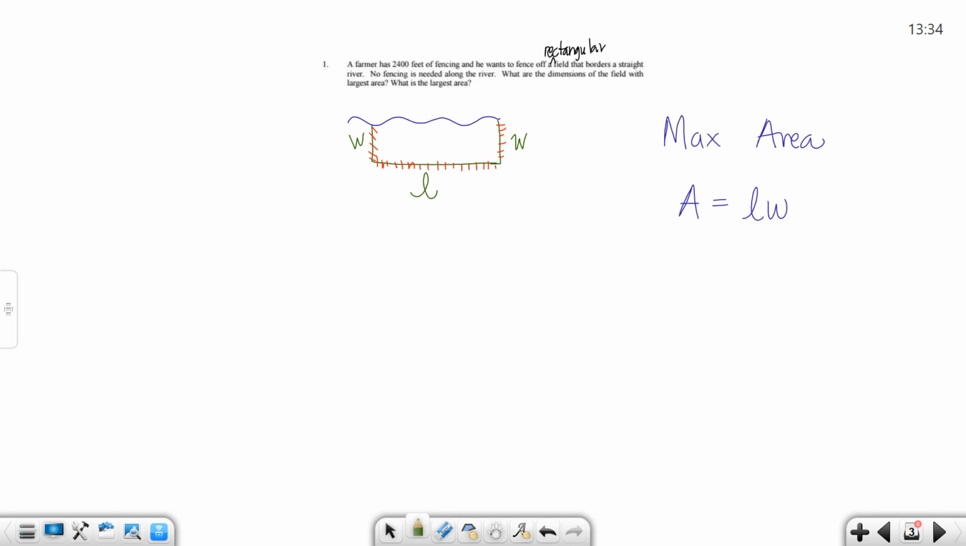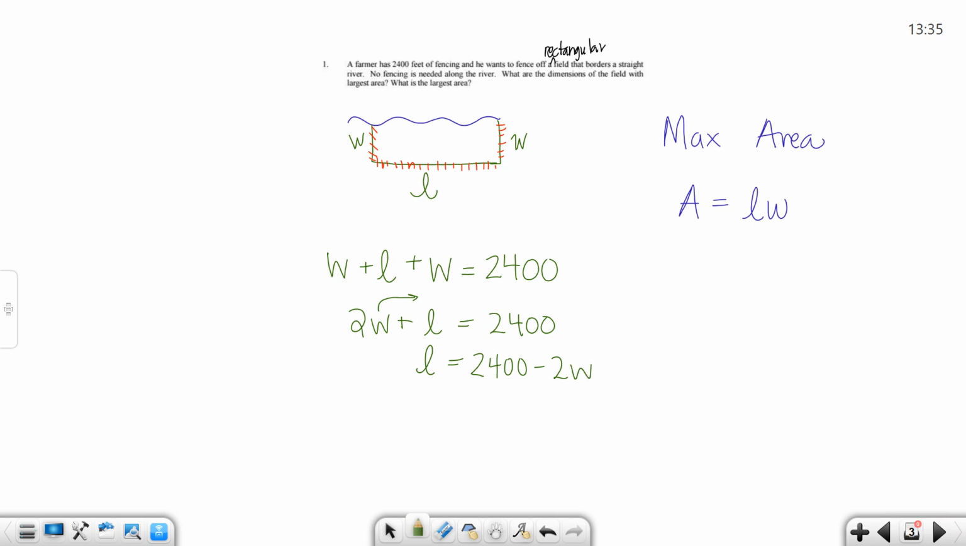Okay, so the only fact that we haven't used is that there are 2,400 feet of fencing. So if you look along the red region, you have W amount of fencing, and you have L amount of fencing, and then you have another side of W amount of fencing, and you have 2,400 feet of fencing. So that would be 2W plus L equals 2,400. Now those are your other facts. So what we need to do with that other fact is solve it for one variable. The easiest one to solve for is the L. So L would equal 2,400 minus 2W.